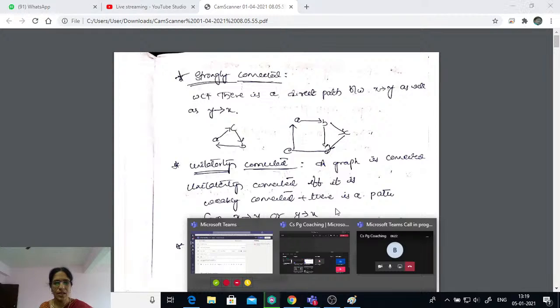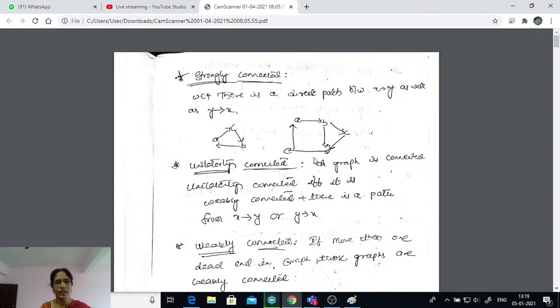Okay. So this is the last session on graphs. If you have any doubts while writing exams, you can ask. Okay. Now, strongly connected components.